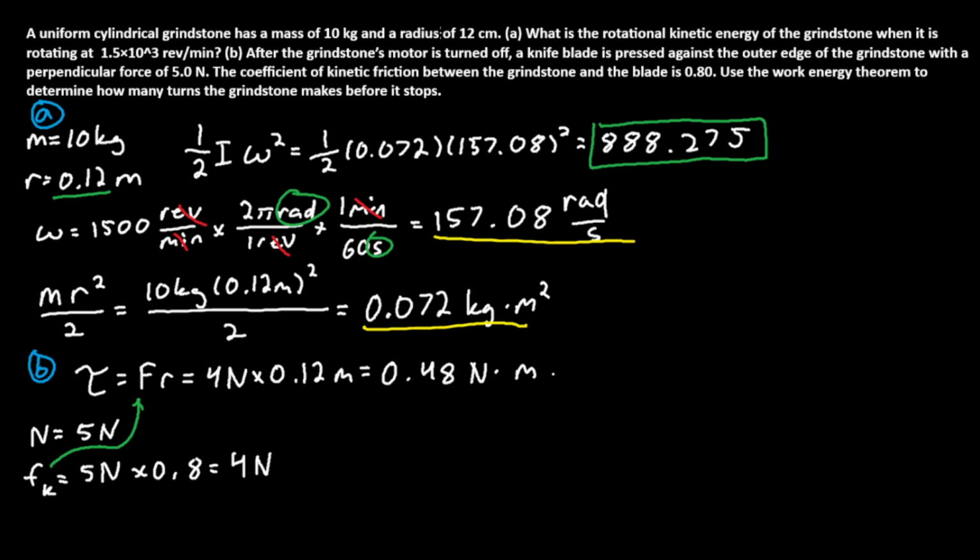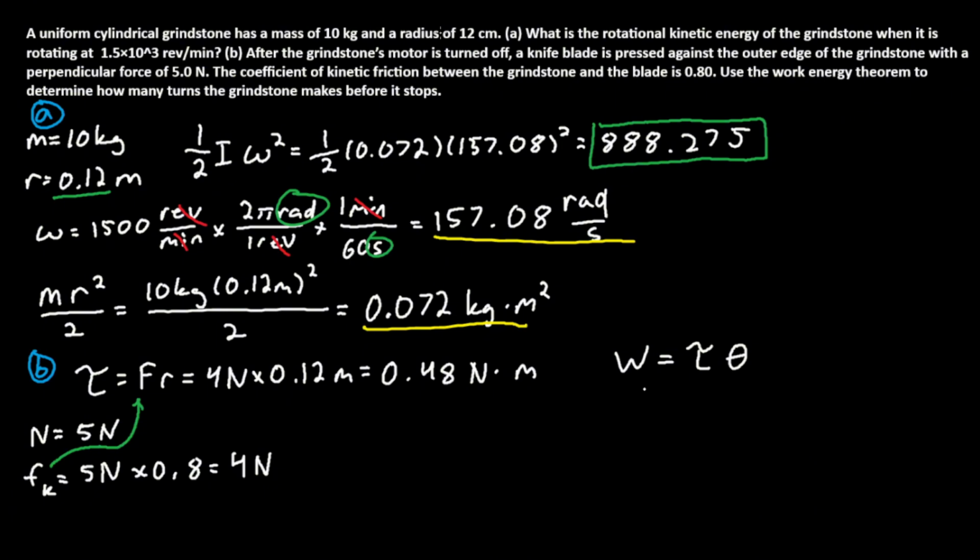Now that we have the torque, what do we do? Well, to calculate your work energy theorem, determine how many turns the grindstone makes before it stops, let's write down the formula for work. Usually writing down formulas kind of helps us understand what we should do. So the formula for work is torque times radians. So we need to know how many turns the grindstone makes before it stops.